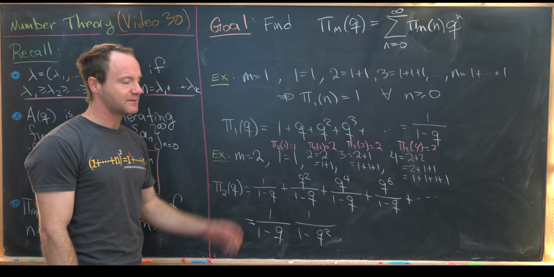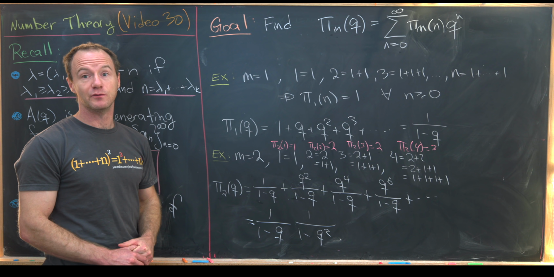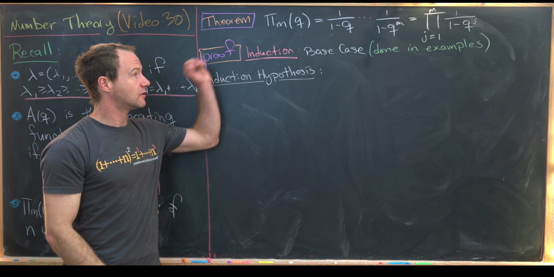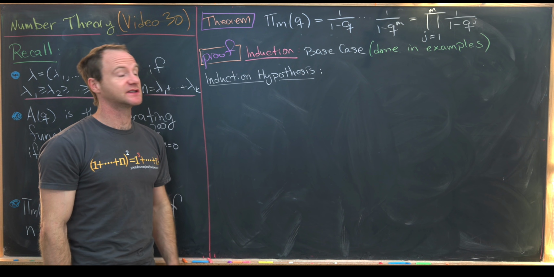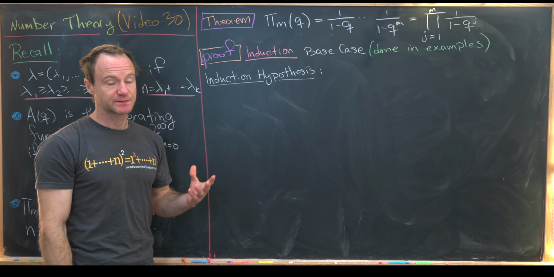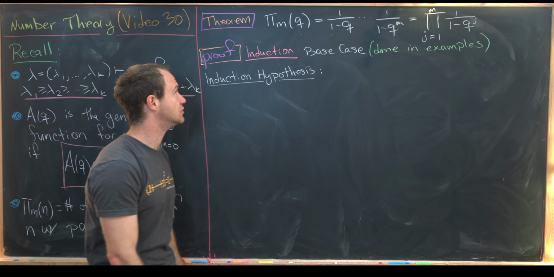So let's maybe clean up this. We'll state that as a theorem and then move on from there. Motivated by what we saw on the last board, we have the following theorem which explains the generating function for the number of partitions of n whose parts are less than or equal to m.